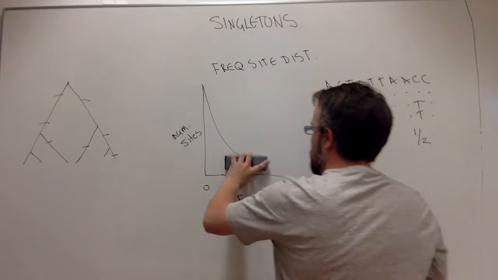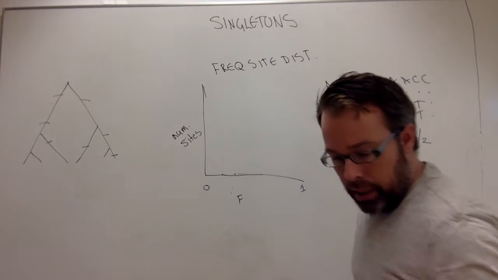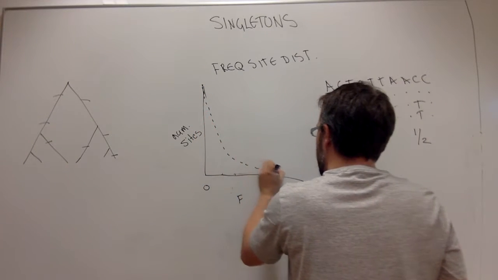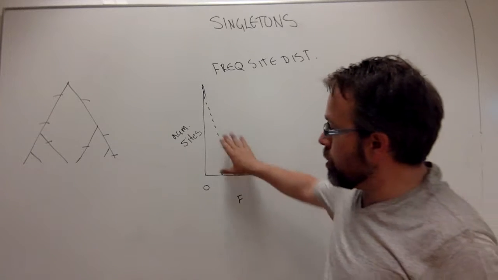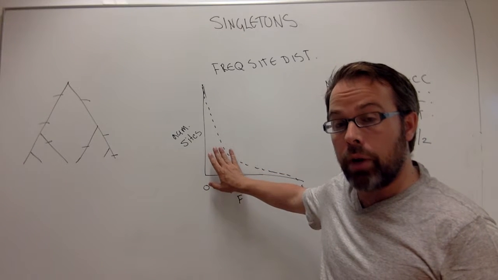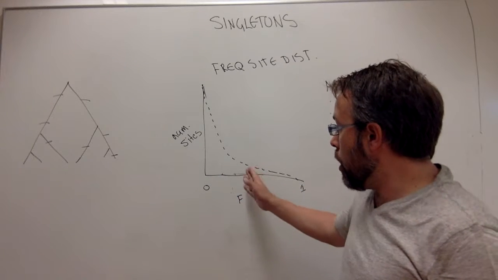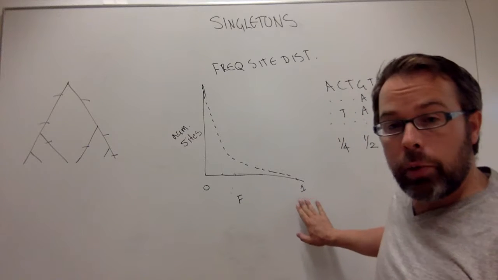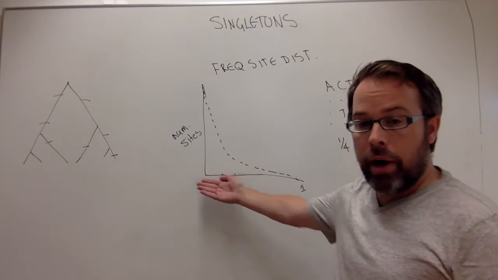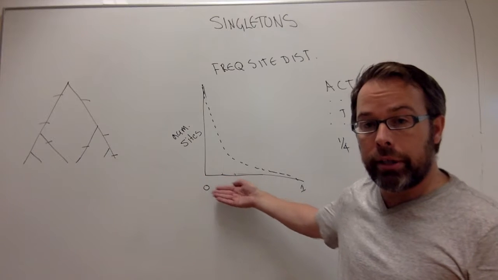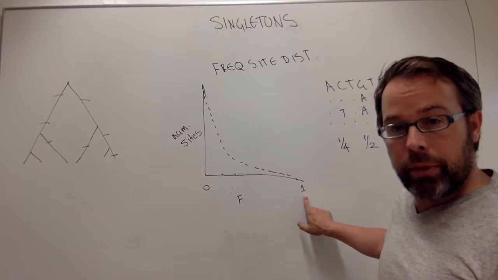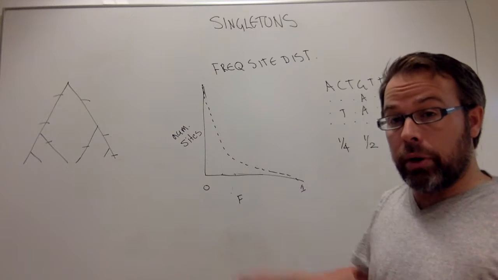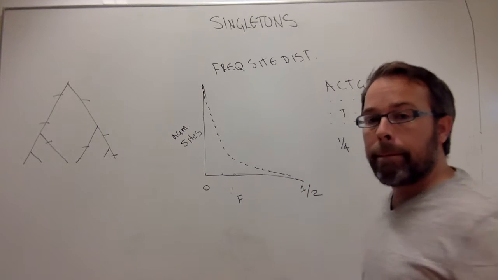So let's look a little bit more at what that looks like. Let's say that our theoretical distribution looks like this, where we should have a lot of sites where the rare allele is at low frequency, and fewer sites where it's at high frequency. And I'm going to correct one thing here. I said that what we're graphing is the rare allele. So obviously the rare allele can't be at frequency 1, because by definition the rare allele can only be between 0 and 1/2. So let's just correct that.